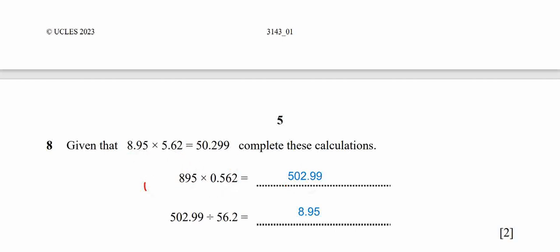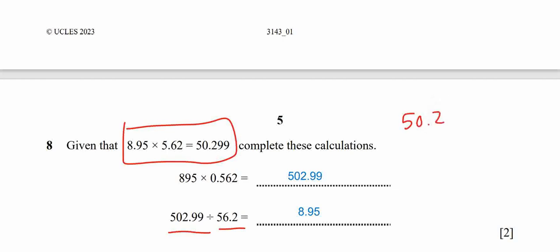The same applies to this one. 502.99 divided by 56.2. So given this equation, we get 50.299 divided by 5.62, which will get 8.95.